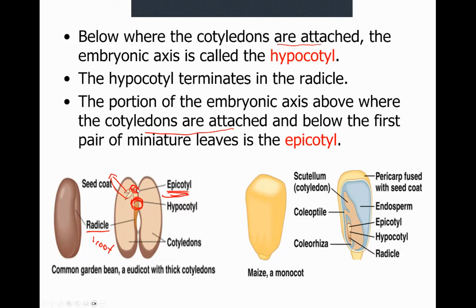Okay, right. So this is garden bean. So ingat, garden bean is eudicot. Right, maize or corn kernel is monocot. Okay, so for monocot, you can see that this is epicotyl. Ingat, epicotyl dekat dengan miniature leaves. Okay, and down here, before the radicle is the hypocotyl.